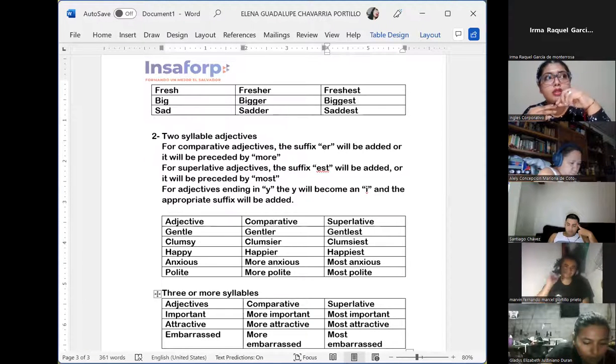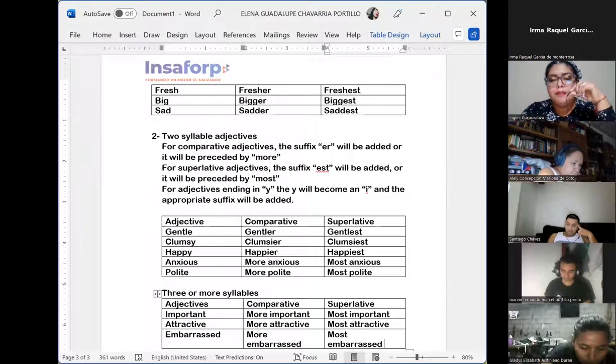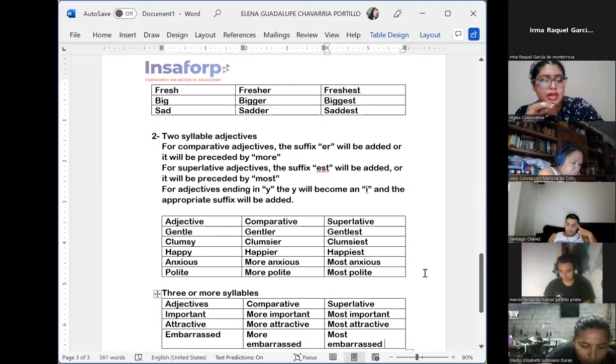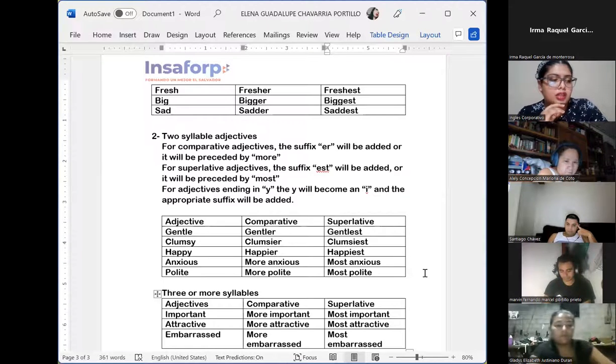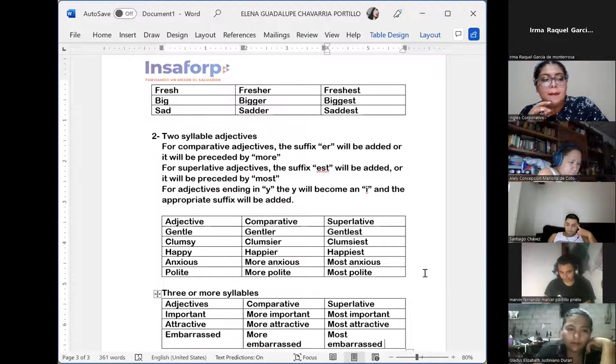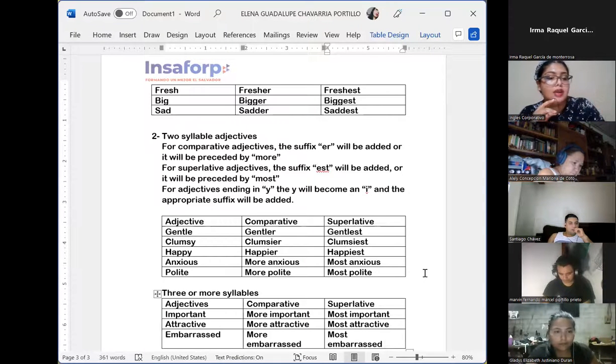I have a PDF document in which I have a long list of adjectives and their comparative and superlative forms. I will share that document with you. I will send it to the group because I don't remember if the document has 10, 9 or more pages, but it is kind of long, a long list of adjectives. So in that document, you can see all the adjectives that we can use and how we can transform those adjectives into a comparative and superlative.